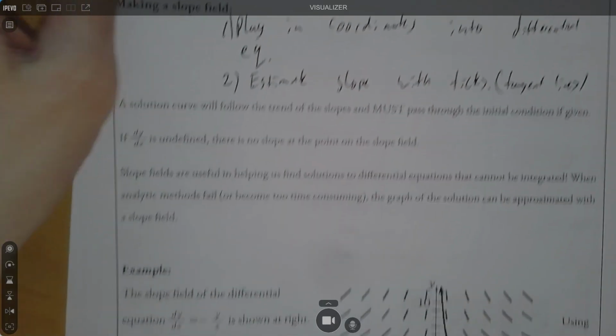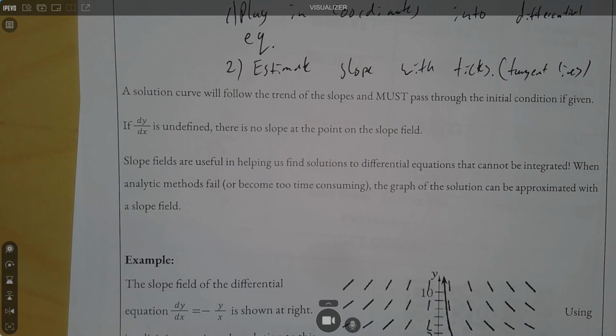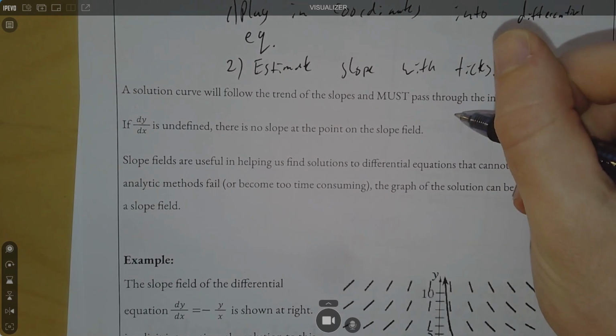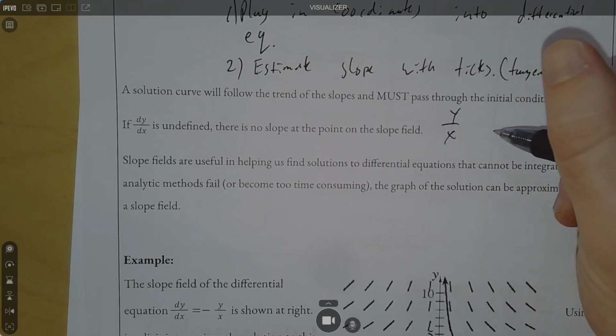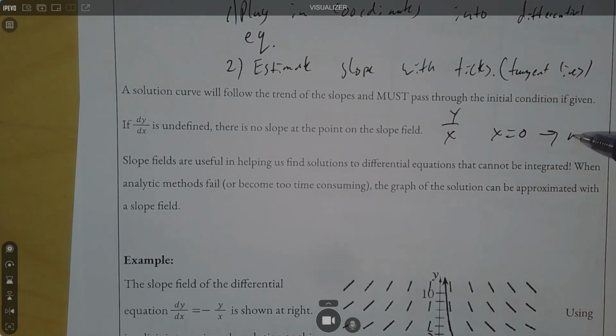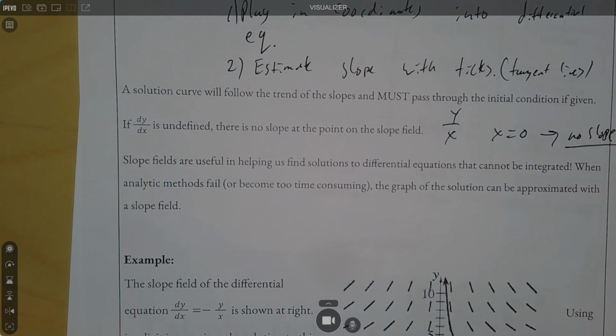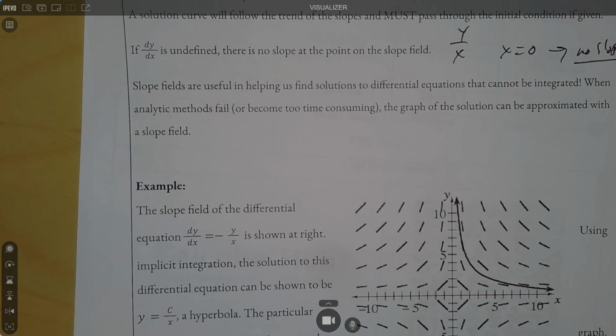A solution curve will follow the trend of the slopes and must pass through the initial condition if given. If dy dx is undefined, there's no slope at the point on the slope field. What that's saying is if you had y over x and x was 0, there's no slope. It's just blank there. Slope fields are useful for helping us find solutions to differential equations that cannot be integrated when analytics fails or become too time consuming. The graph of the solution can be approximated with a slope field.